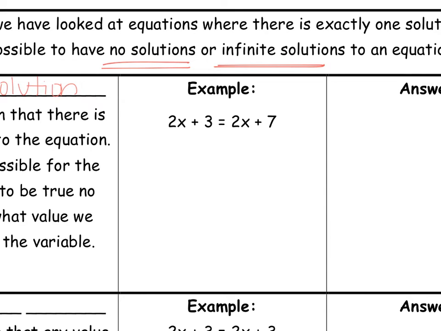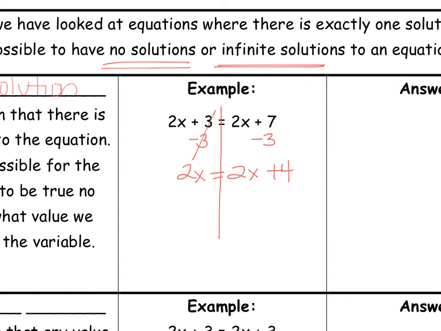2x plus 3 equals 2x plus 7. I want to get rid of the constant on the left side, so I'm going to subtract 3 from each side. That gives me 2x equals 2x plus 4. And you can probably tell here there's a problem because I have a 2x on the left side and a 2x on the right side. And you're thinking this may not work.